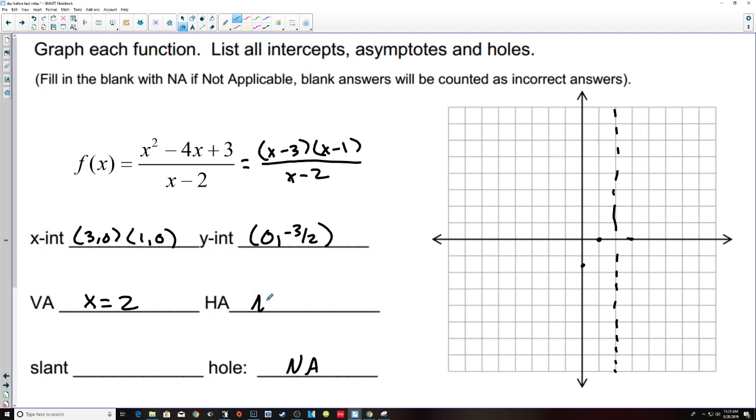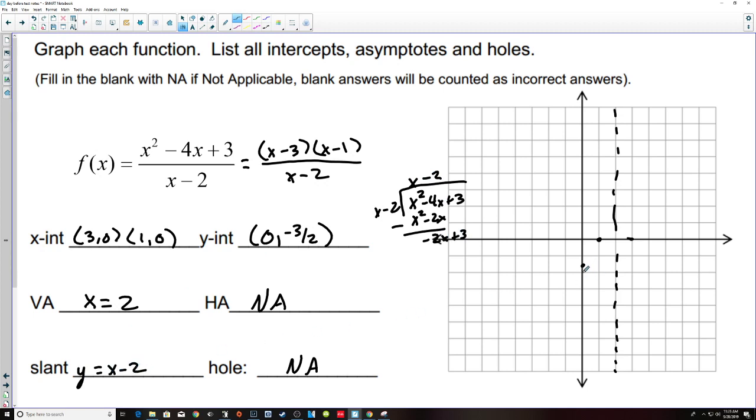Horizontal asymptotes. Not applicable because there is a slant asymptote because the top power is bigger than the bottom power. So x squared minus 4x plus 3 divided by x minus 2. So x squared minus 2x, subtract negative 2x plus 3, and so that's minus 2. So y equals x minus 2.